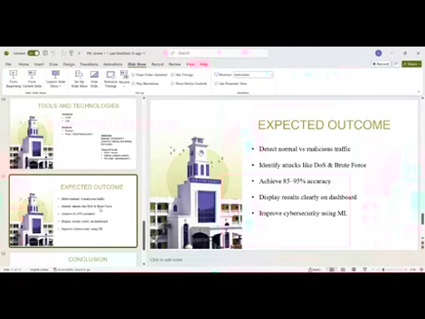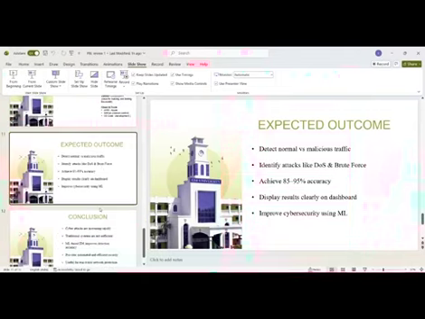Achieve 85 to 95% accuracy. The goal is to build a highly accurate model using algorithms like decision trees, random forest, and neural networks. Display results clearly on dashboards. A user-friendly dashboard is used to visualize the results: real-time traffic status, normal or attack, graphs showing traffic trends, alerts for detected attacks, and statistics like accuracy, precision, recall.